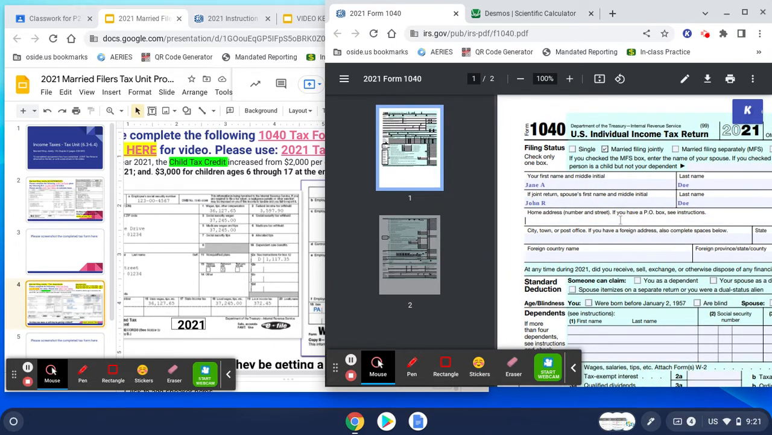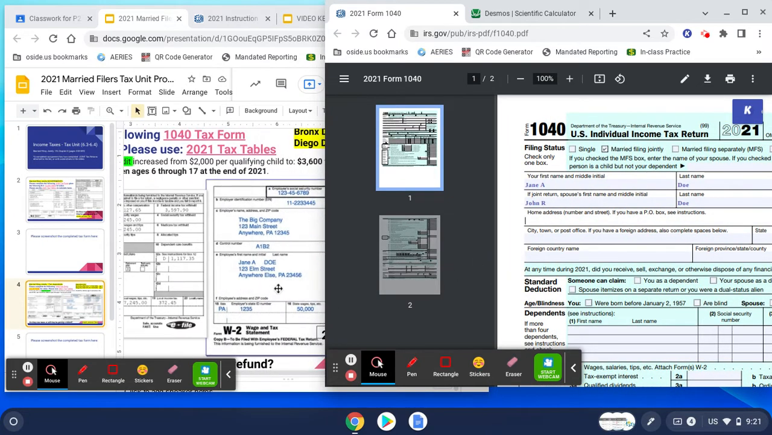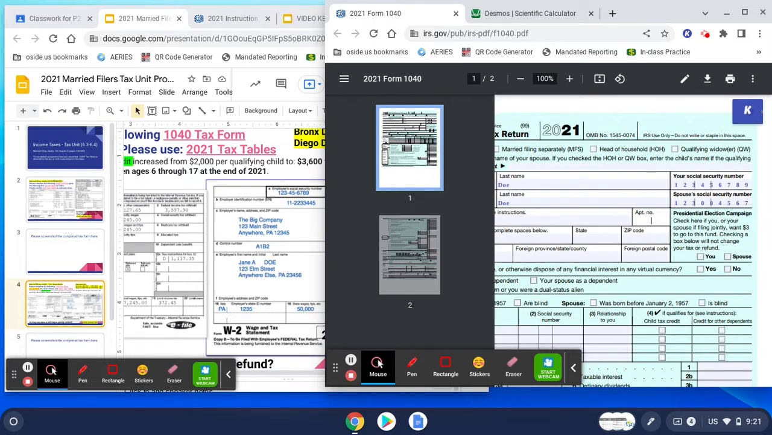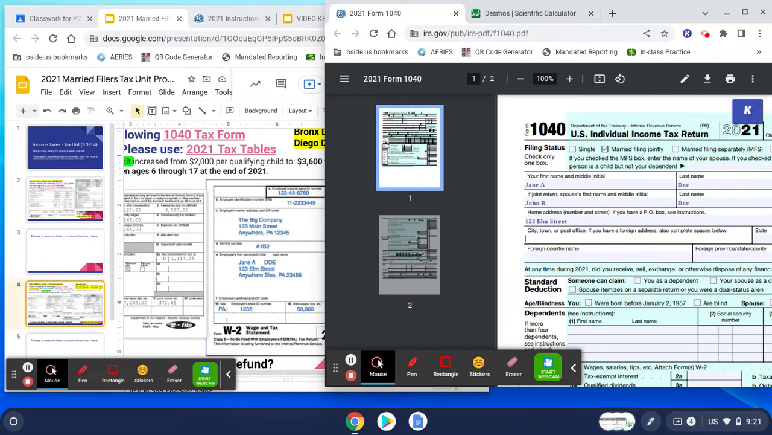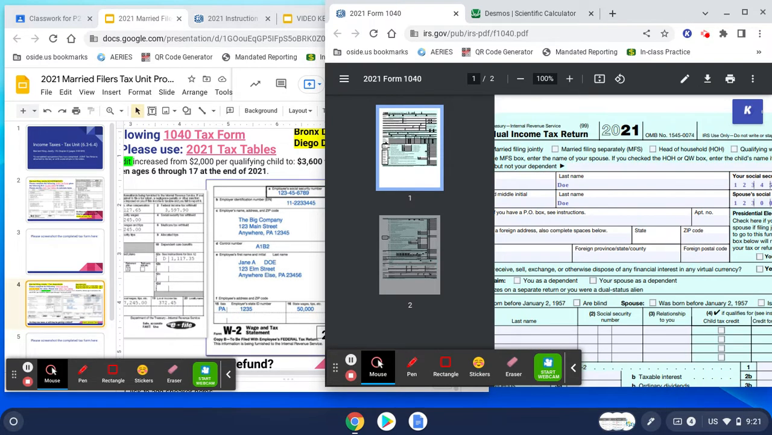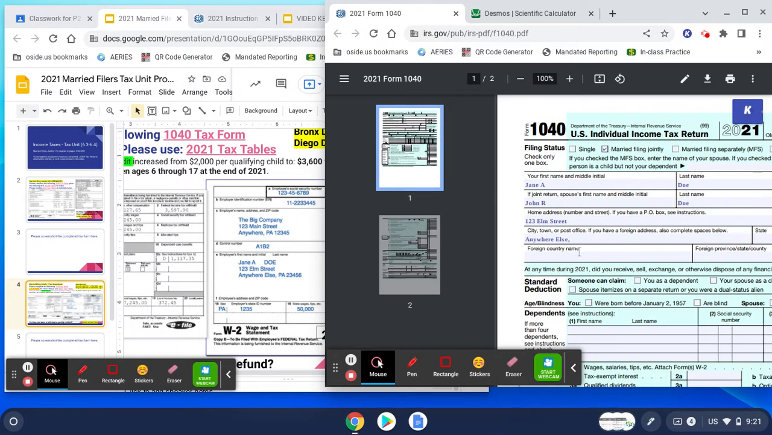And again, whose home address are we going to use? Whoever we listed first as the tax filer. So Jane Doe, 123 Elm Street. Anywhere, oops, no apartment number. Anywhere else. State is Pennsylvania, PA, 23456, zip code. No foreign information needed.